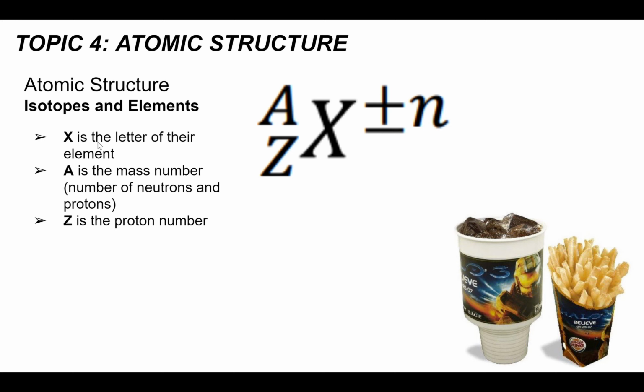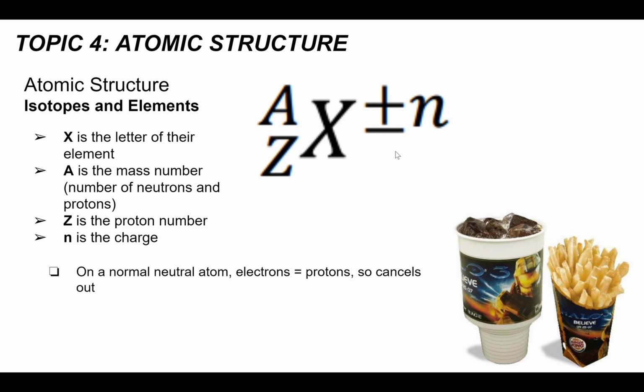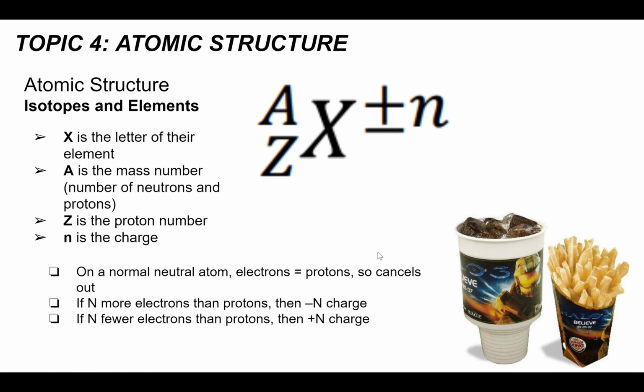a question regarding this. X is the letter of the element, A is the mass number, and Z is the proton number. N is the charge, so it's either a positive charge or a negative charge. On a normal neutral atom, electrons equal protons, so it cancels out. However, if it has more electrons than protons, then it has a negative N charge. If it has fewer electrons than protons, then a plus N charge. The number of protons does not change for a certain element.